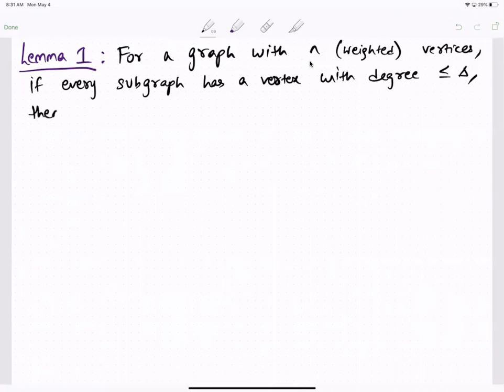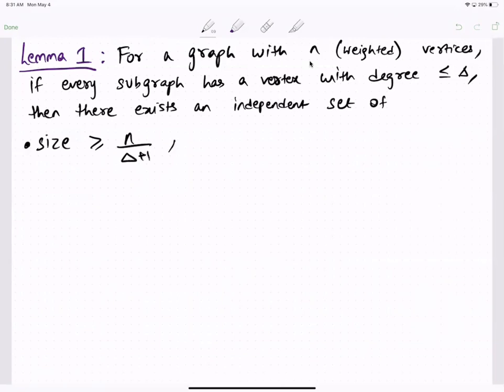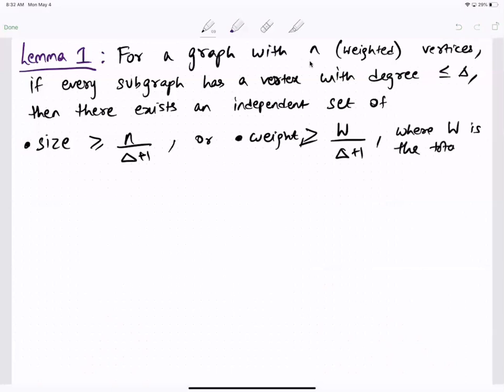Then we can make the following claims. Then there exists an independent set of size at least n over delta plus 1, or if you're looking at the weighted version, of weight W over delta plus 1, where W is the total weight of the vertices.